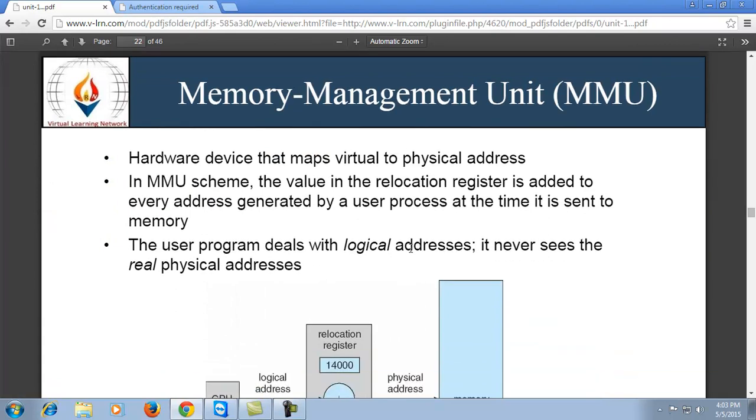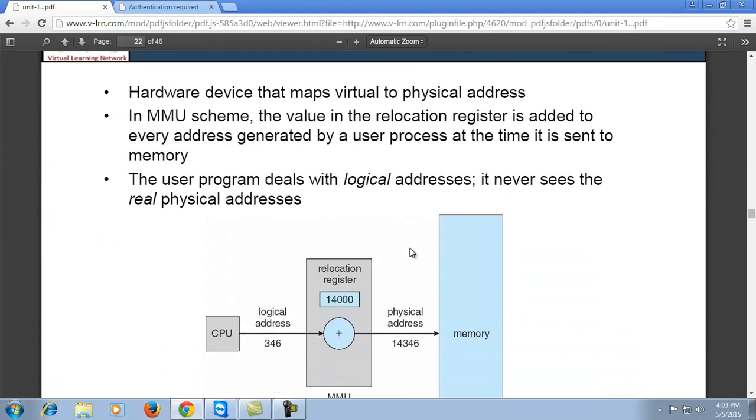The next topic is the memory management unit. This unit manages the memory and controls the allocation of data between the available memory space. It is a hardware device that maps virtual to physical addresses. In the memory management unit scheme, the value in the relocation register is added to every address generated by a user process at the time it is sent to memory. The user program deals with logical addresses. It never sees the real physical addresses.